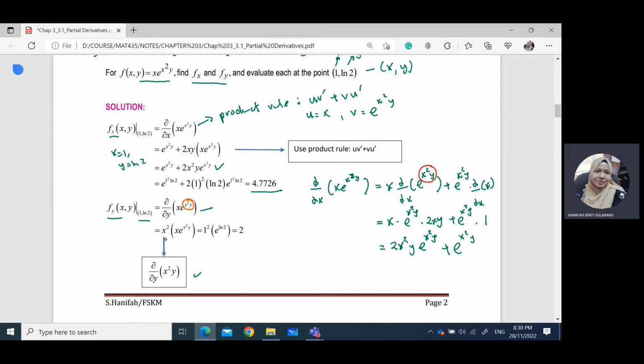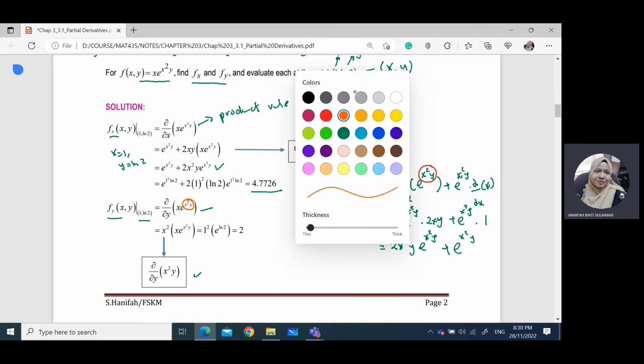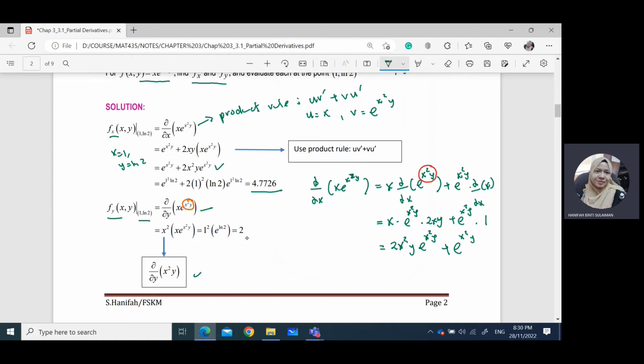Alright. Okay, so this one is quite easy. You just enter the values of x and y. Then here we have this answer. Okay, so 1 to the power of 2. Okay. So exponential of 2, we have 2. So this is the answer.